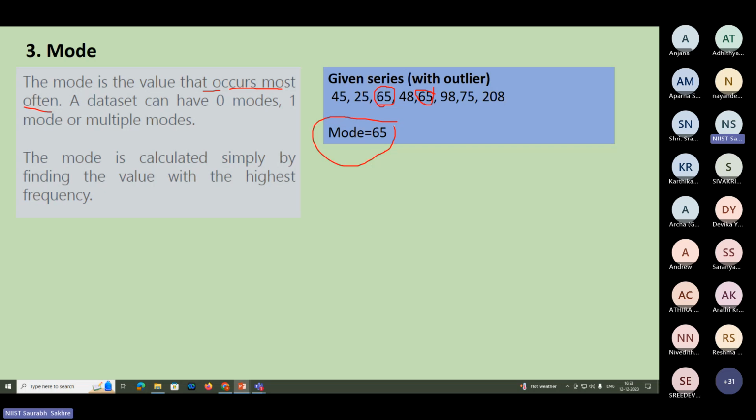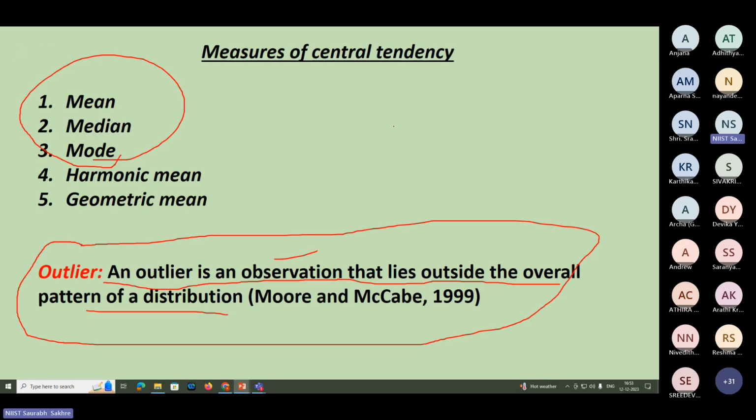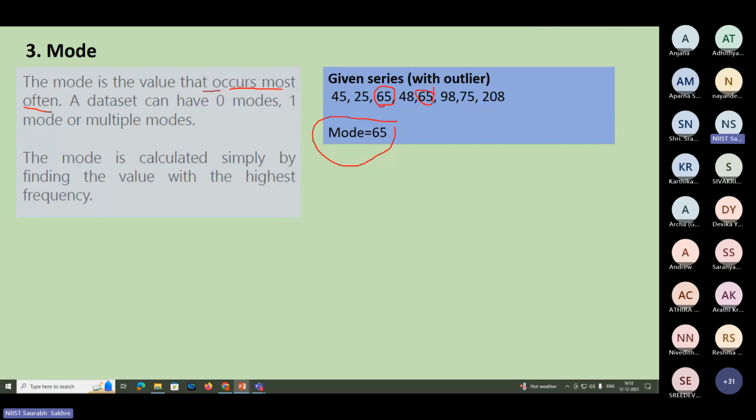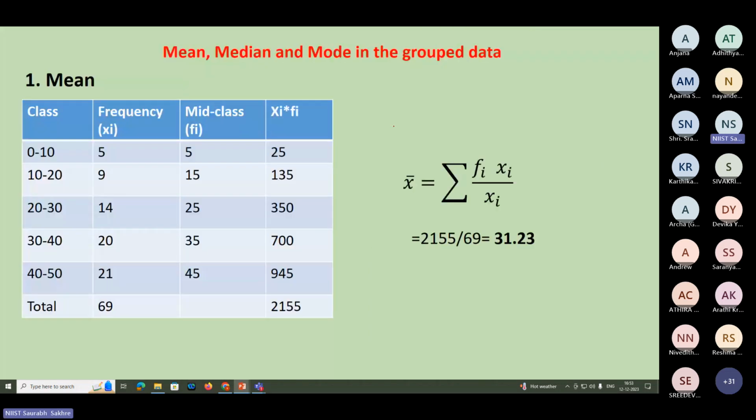So actually mode is more prominent when you want to see the central tendency of categorical data, like car brands or something else where not many numerical values are involved. That time mode will be useful. Okay. So I hope mean, median and mode for ungrouped data is clear to you. Whatever we have seen by now, mean, median and mode, was for the ungrouped data. Now we will see mean, median and mode for the grouped data. Okay, we'll start.